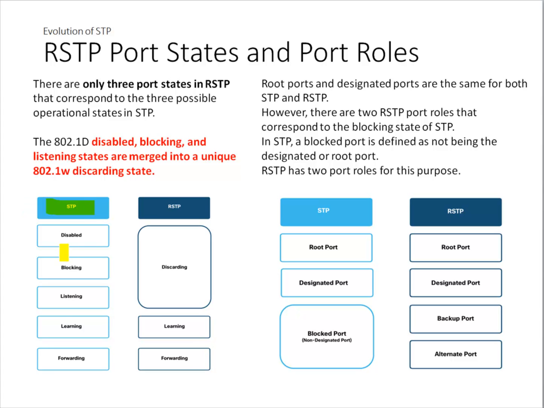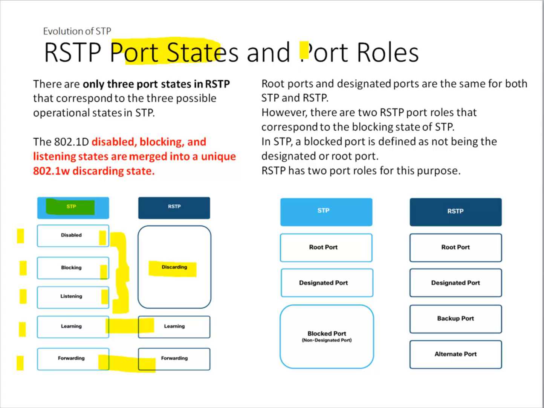In ordinary STP, we have 5 different states: disabled, blocking, listening, learning, and forwarding. These are the 5 different states for a port in STP. In RSTP, disabled, blocking, and listening merge together into a single state, which is called discarding. Then learning, as usual, and forwarding is forwarding. So in STP there are 5 different port states, whereas in RSTP we have only 3.